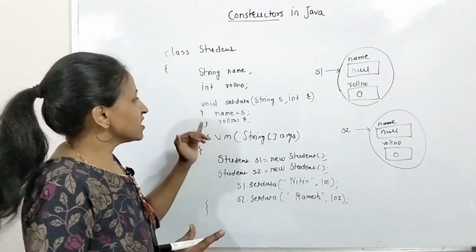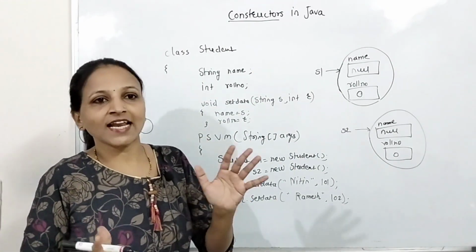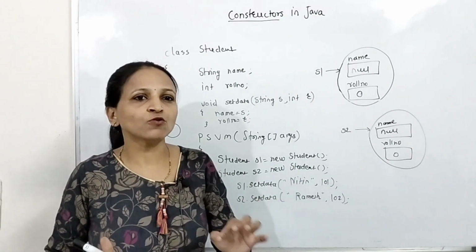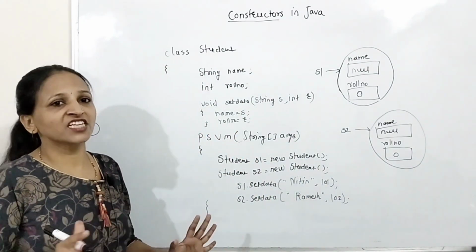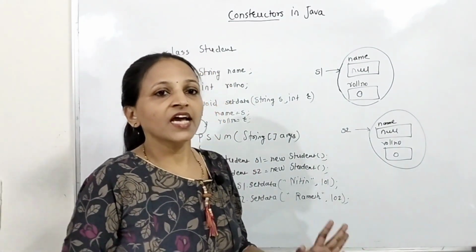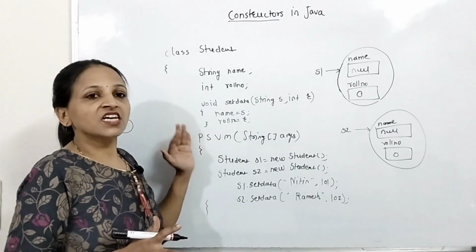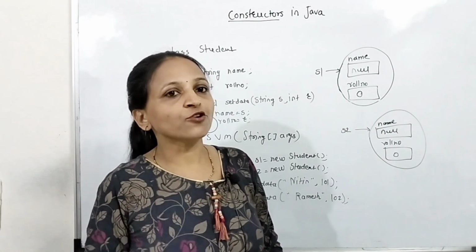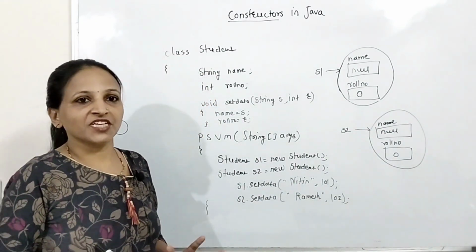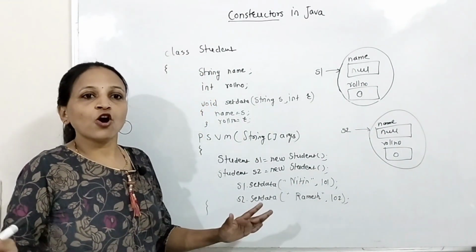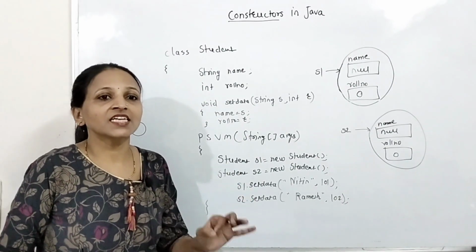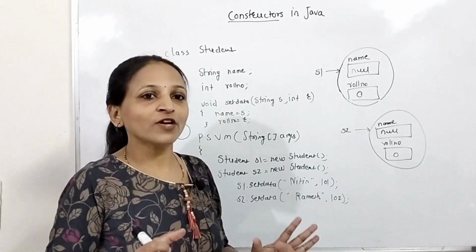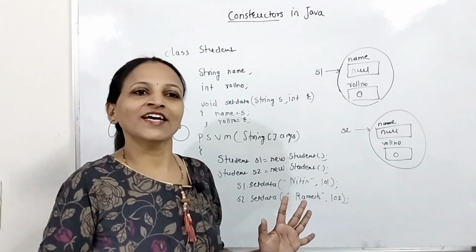Instead of writing methods for initializing the instance variables, we can write constructor. Why? Because if we write method to initialize the instance variable, then we have to call it explicitly for each and every object. But if we write a constructor instead of that, then that constructor will be called automatically after creation of object. Getting? No need to call it explicitly. This is the need of constructor. Now how to write constructor, that part I am going to explain.